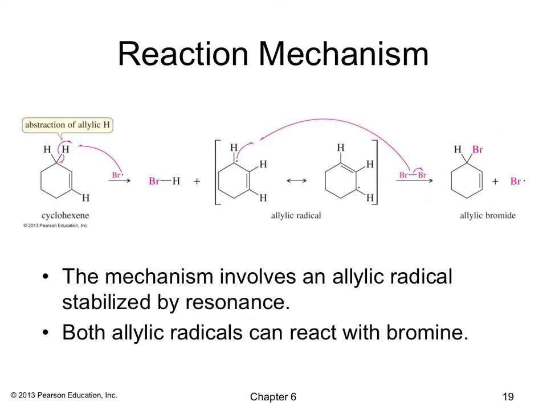Now again, half arrows are being used because this is a radical reaction, so you have to be very careful and not use full arrows in such a mechanism. And both of these allylic radicals can react with bromine.